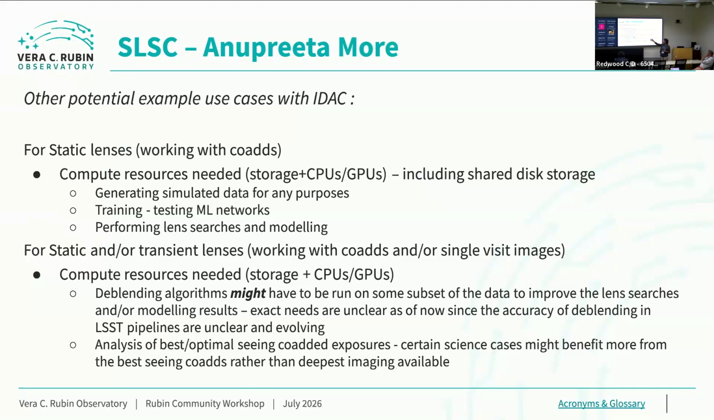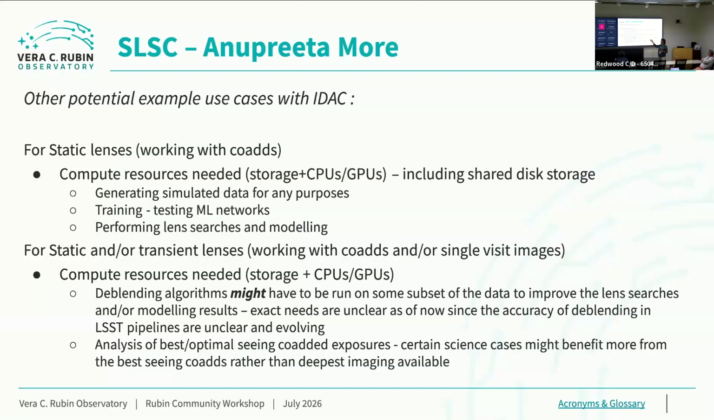Starting with static lenses, where again we will make use of coadds. With this image cutout server, that's where we will provide all the coadds. But for the kind of analysis like searching for lenses, we will have multiple teams who would like to use those same coadds for running their lens finding algorithms on those data. Some people have expressed the need to have access to GPUs and other data storage and so on for training their networks and testing, so that they can also perform the lens searches directly on that data which is located in the IDAC.